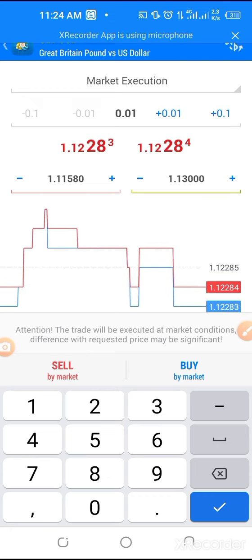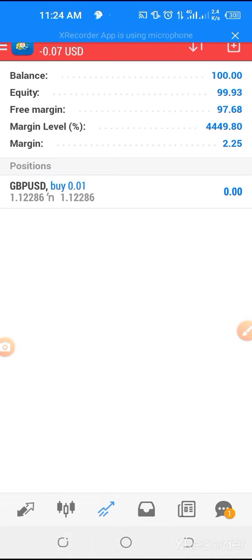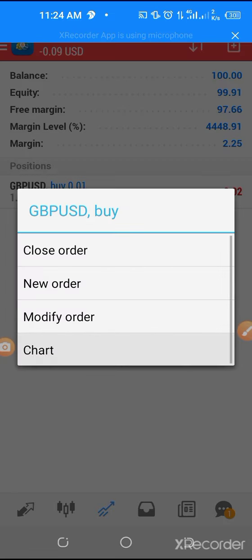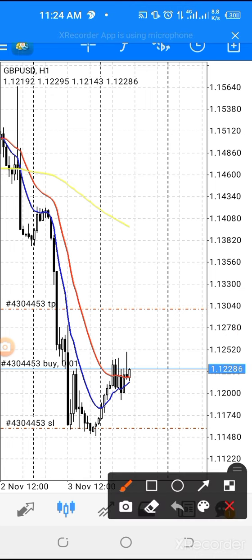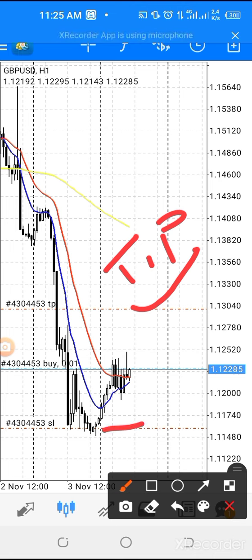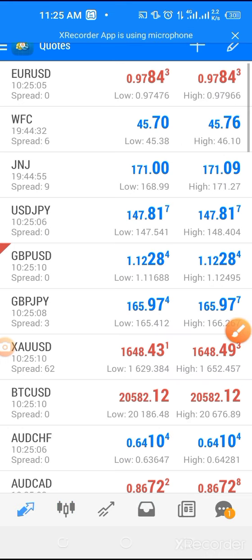So I'll just click my buy. So this is my buy position. So you see my trade has been opened. All right, so if we press and hold, we click on charts, we can then see our stop loss and our take profit. So this is our take profit, TP, and then this represents our SL. So that's how simple it is to execute a trade in the financial market.